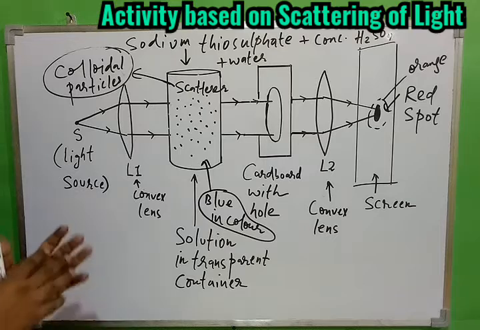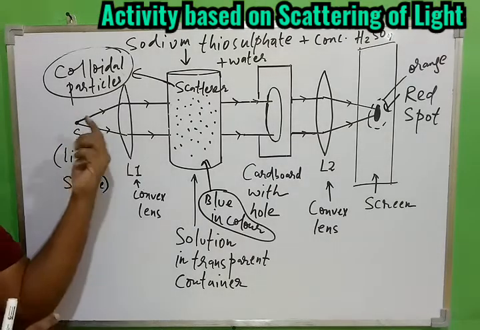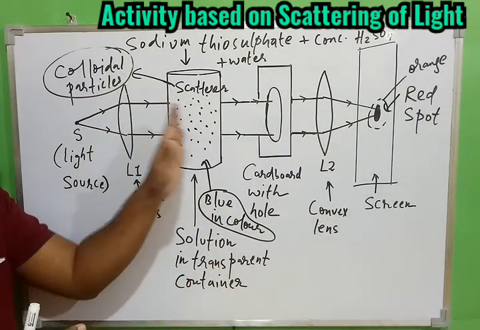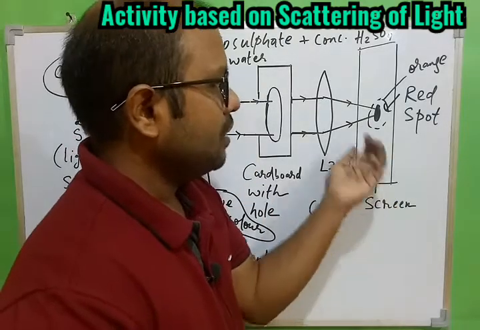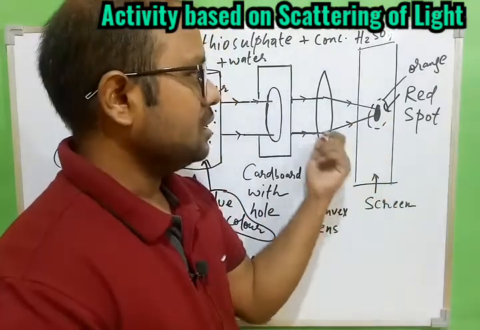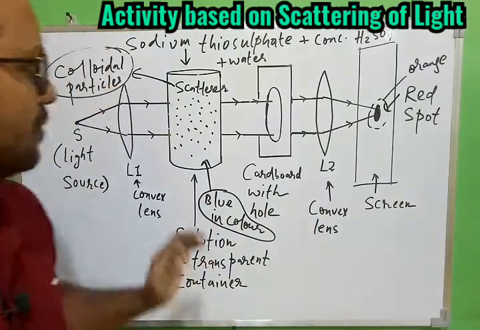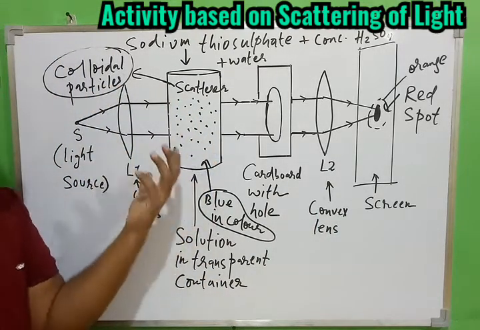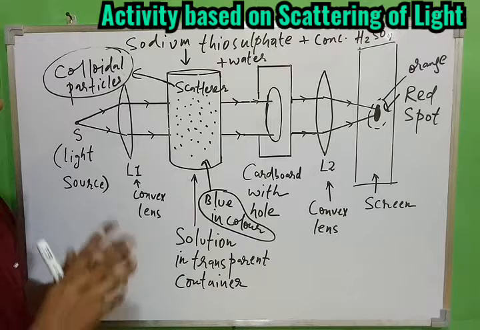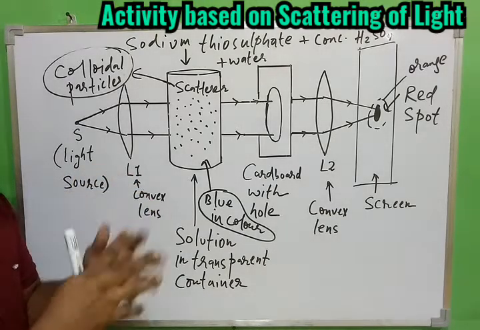So I'm repeating again, once the white light is allowed to pass through this setup, that is, through this colloidal solution, finally on the screen we are able to see a red spot, and that is surrounded by orange color, and this container itself becomes blue in color from all the sides. So this is all the observation we have.